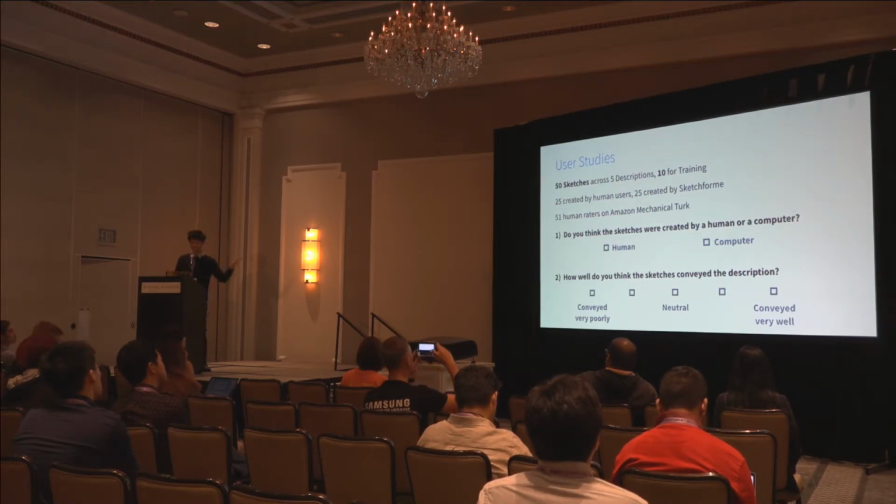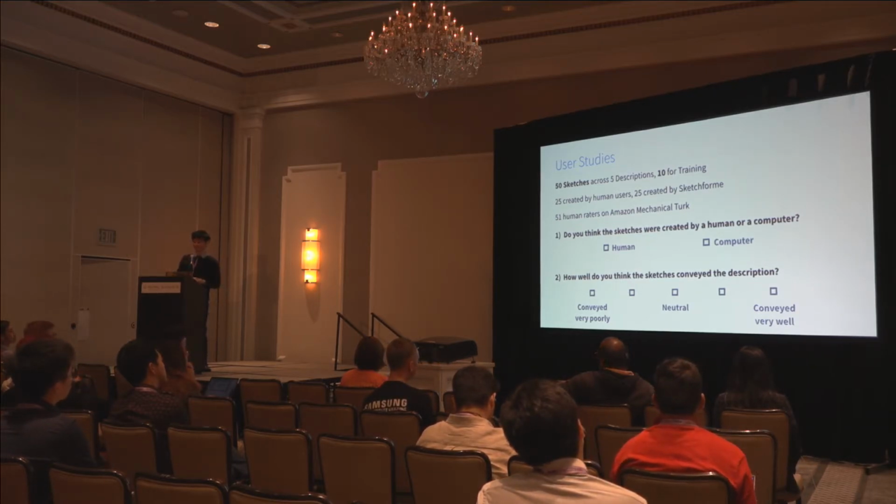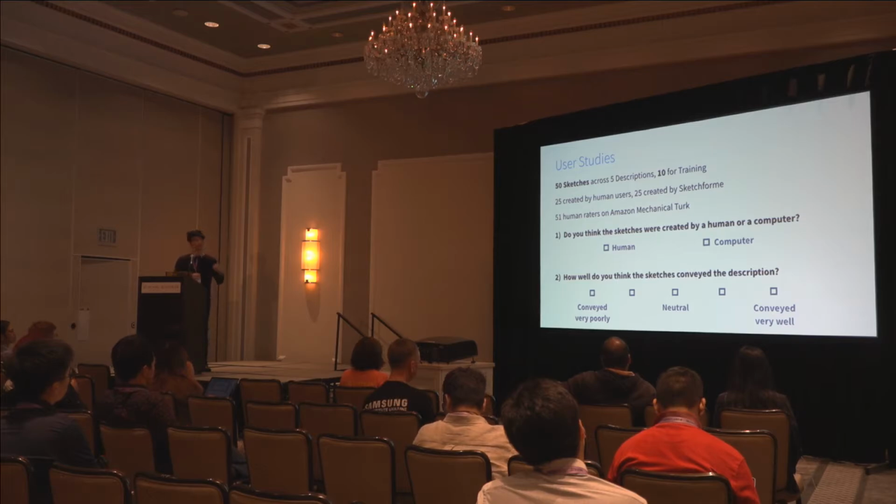And more than just visually inspecting our generations, we actually perform the human perception test on each of the sketches. On Mechanical Turk, on 51 users, we take 50 sketches across 5 descriptions, half generated by human users, half by Sketchforme. We actually have 10 for them to train on before they rate each of the sketches. And we ask them 2 questions.